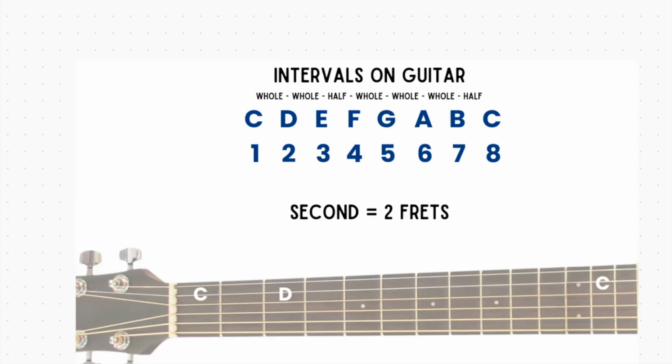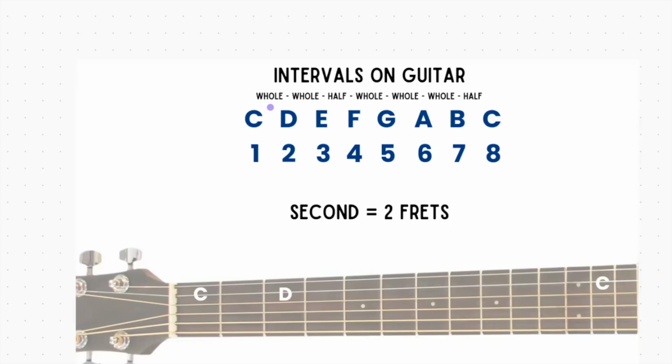Not a second, but the second refers to the D. So it's the second of the scale. The second is two frets away from the first because it's a whole step. A whole step is two frets, right? So whole equals two frets. The second, D, is two frets away from the C.